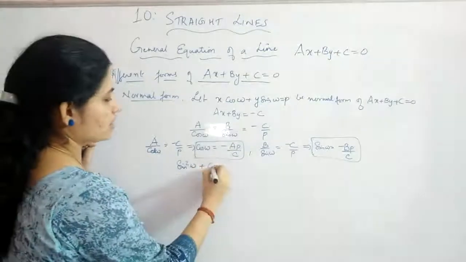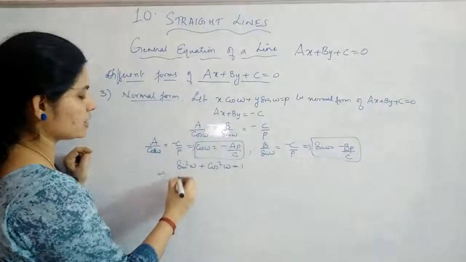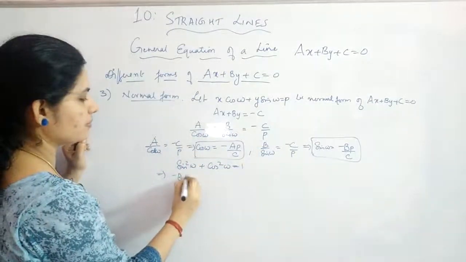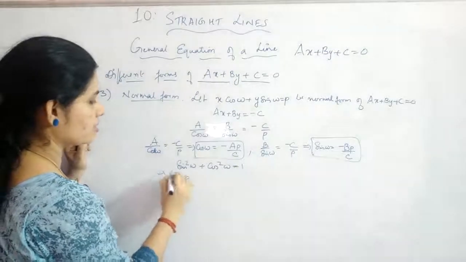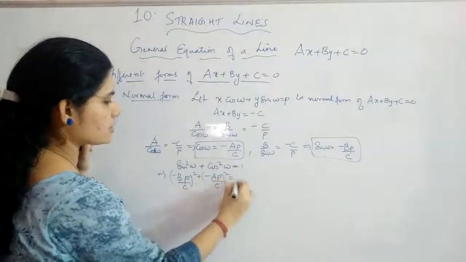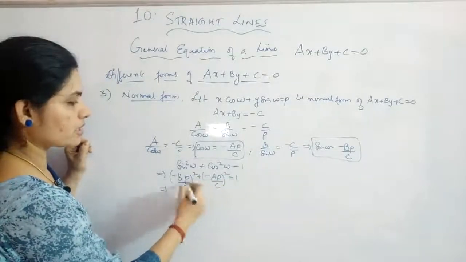So sin square omega plus cos square omega is 1, we know. We are just replacing the value of these things. That is, sin square omega will give you (minus bp by c) the whole square plus (minus ap by c) the whole square is equal to 1. From here, this negative will go and p square is common in both the terms.